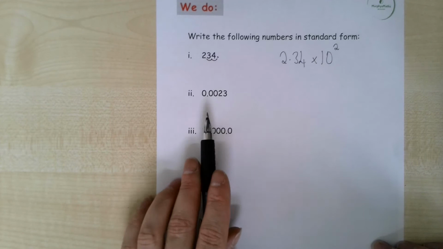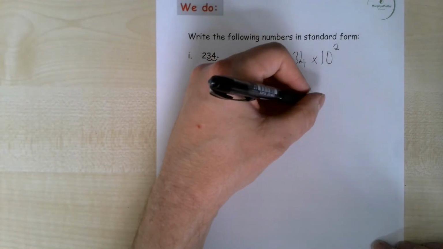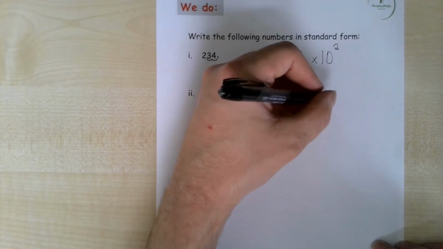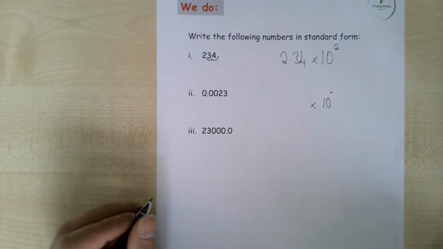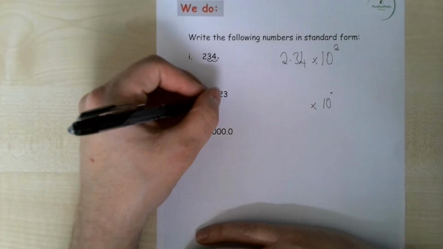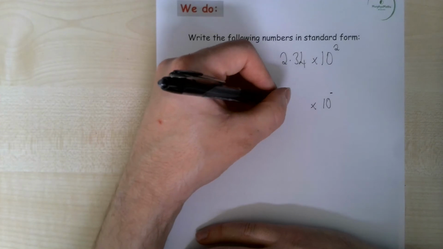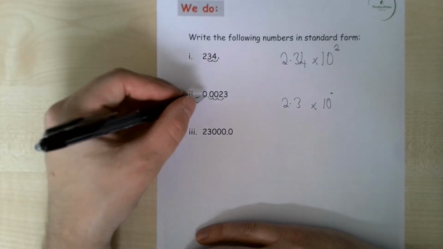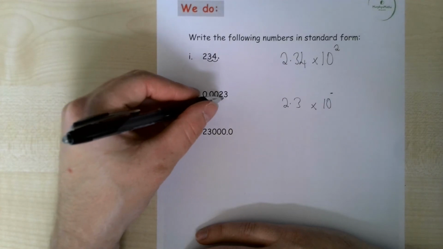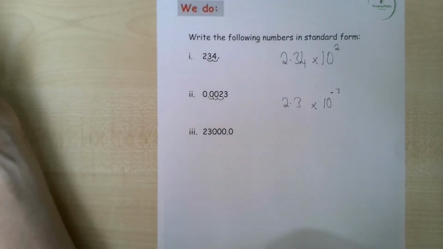The second one, I'm seeing straight away here, it's a number that's less than 1. So it's going to be 10 to some minus power. Digits, remember, don't change, so we're just moving a decimal point, so it's going to be 2.3. And we moved it 1, 2, 3 times, so it's a minus 3 as our power.